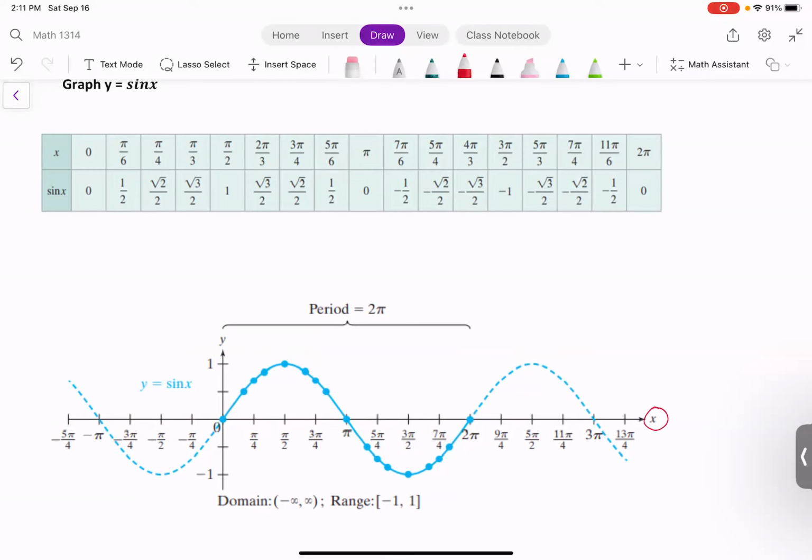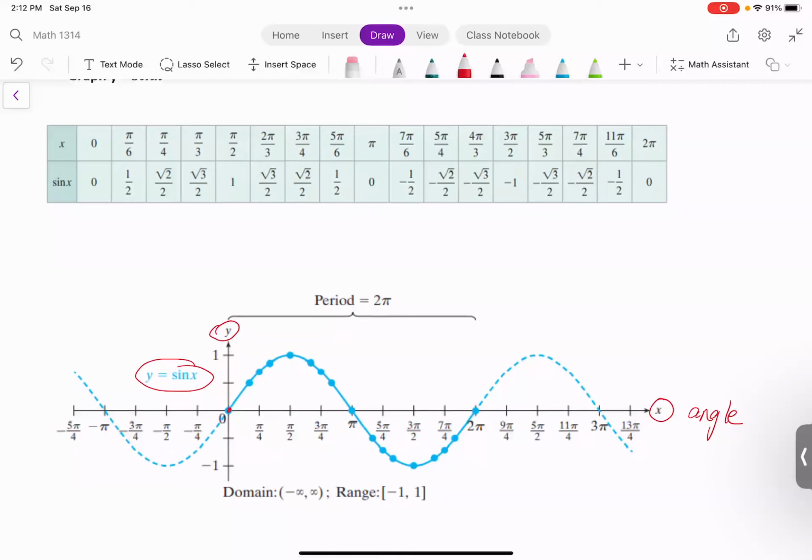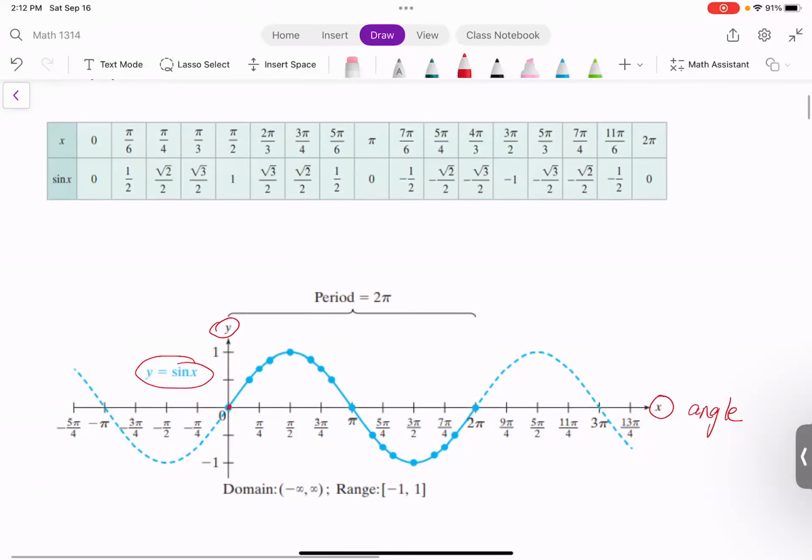On this x-axis, x represents the angle. And then the y value represents the function's value, y equals sine x. So when x equals 0, y, or sine 0, equals 0. And then continue to plot the points. And I use a smooth curve to connect them. I can find the blue curve. That's one full cycle.